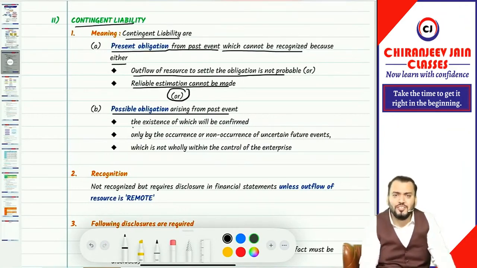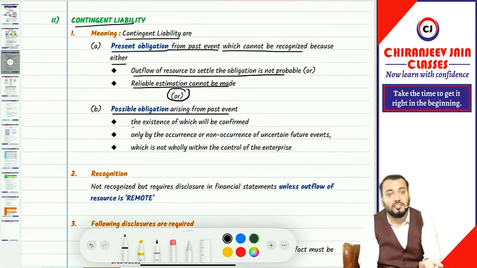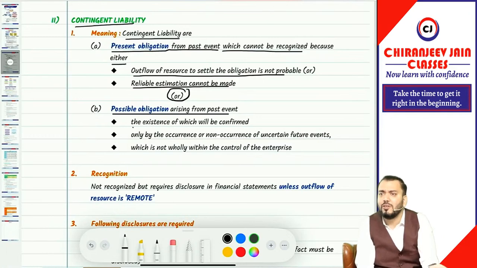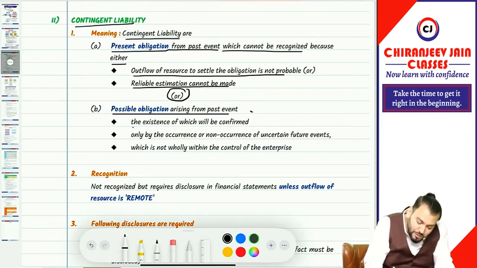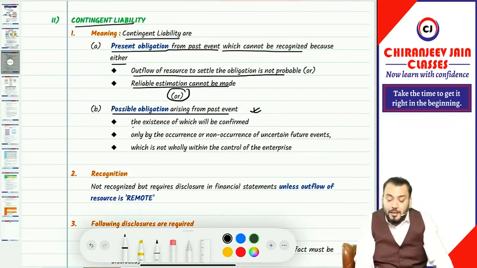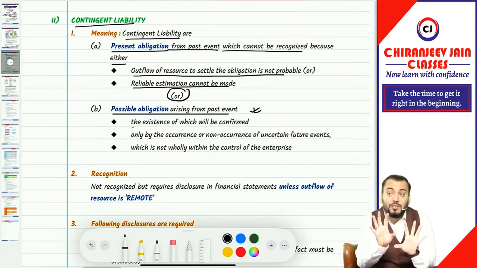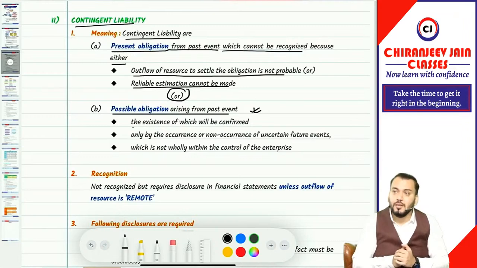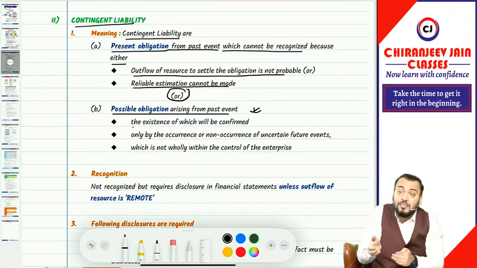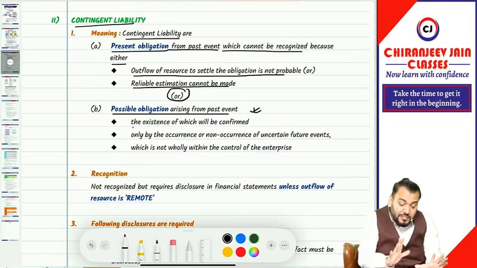This also we know. But from the exam point of view, if you write on all possible obligations arising from past event, what do you need to do? You need to disclose it as what? Contingent liability. So if you write this much only, you will get marks. From the exam point of view, what you are writing is important. When you are writing, you should write the keywords. In this definition, what are the keywords?